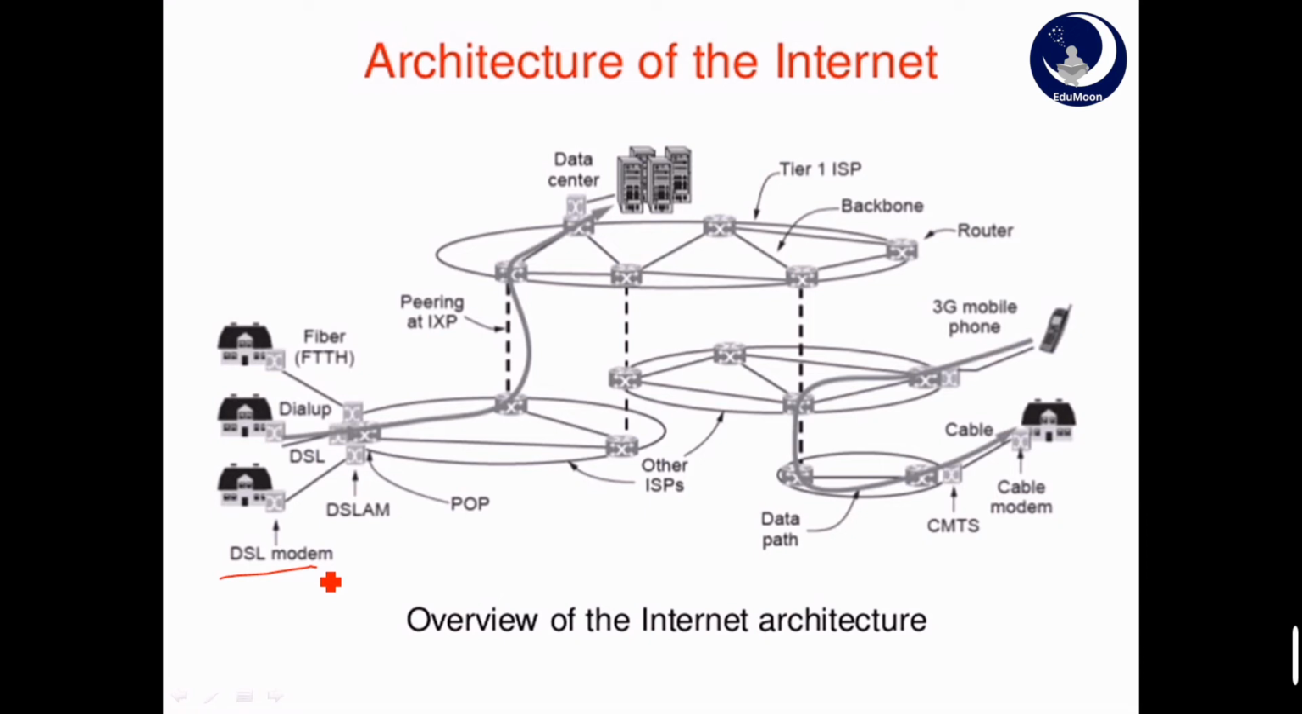A DSL modem converts the digital packets to analog signals. On the other hand, a device called DSLAM, that is Digital Subscriber Line Access Multiplexer, converts between signals and packets. A modem is a device that converts between digital bytes and analog signals. That is, we have discussed the DSL modem.